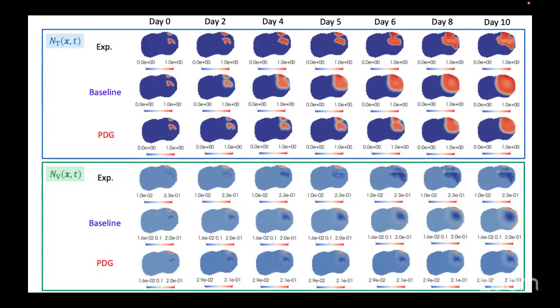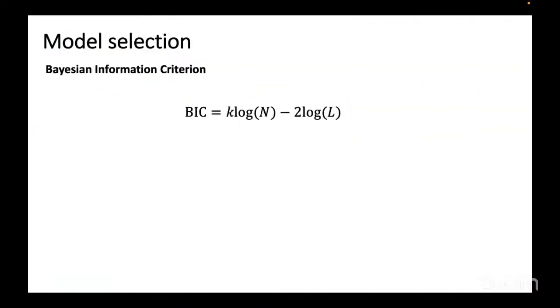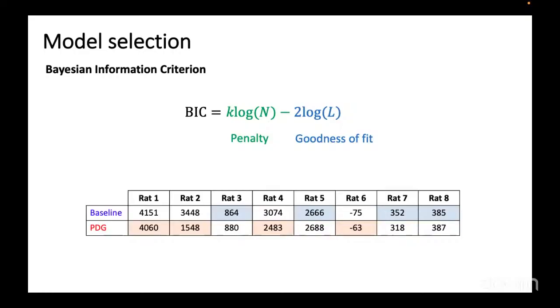To more quantitatively assess which of these models is performing better, we followed a model selection approach in which we computed the Bayesian information criterion, which briefly has a term that accounts for the goodness of fit of the model, and another term which is a penalty, which takes into account the number of parameters. So this term favors the models with fewer parameters, trying to search for the most parsimonious model. We can compute this for all the rats and see that, I didn't say that, but the lower this value is, the better the model is.